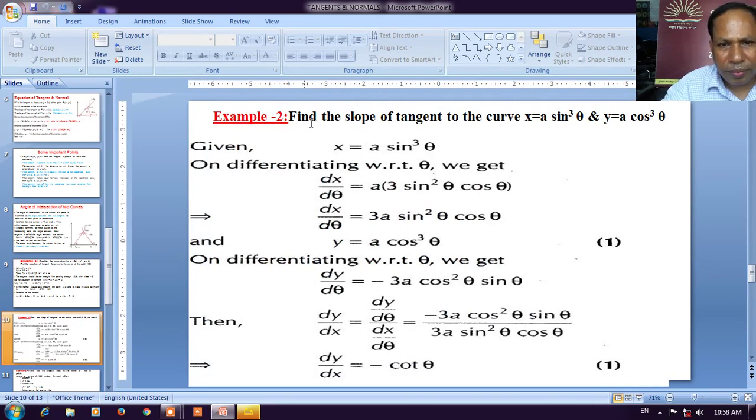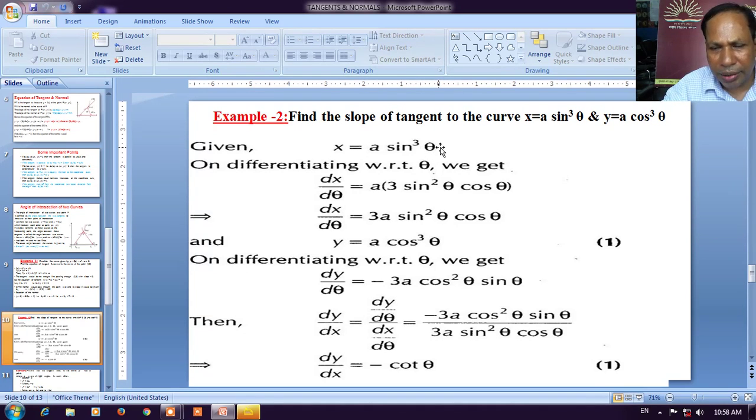Example 2. Find the slope of tangent to the curve x is equal to a sin cube theta and y is equal to a cos cube theta. So we have to find the slope of tangent in general to this curve. Now here we find that the curve x is equal to a sin cube theta and y is equal to a cos cube theta. They are in parametric form. Here theta is the parameter.